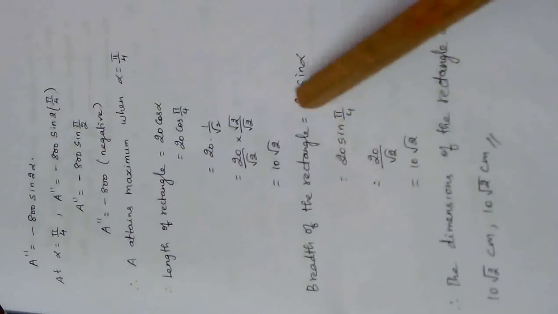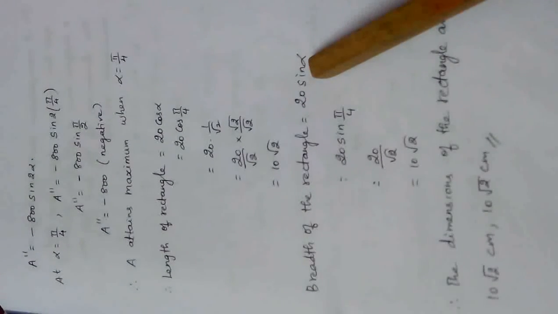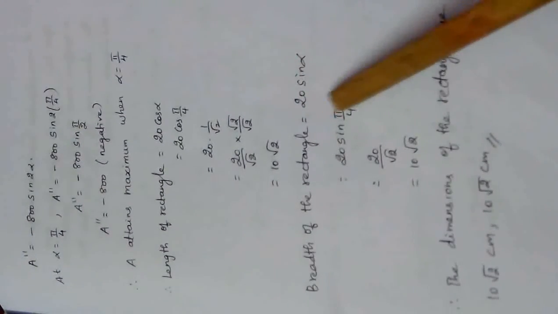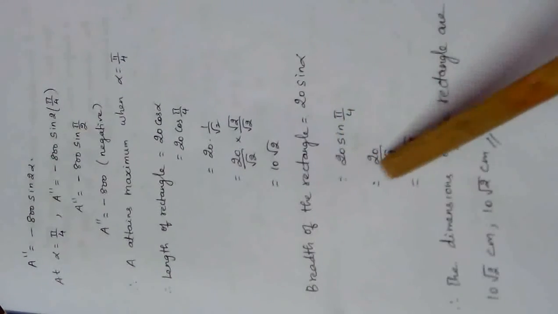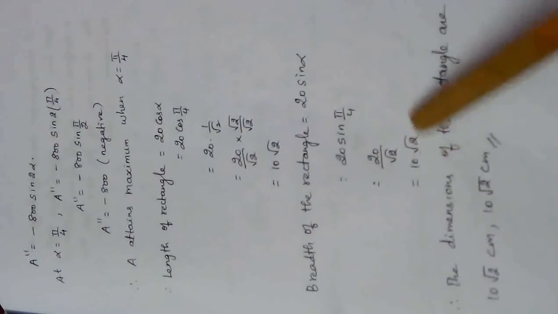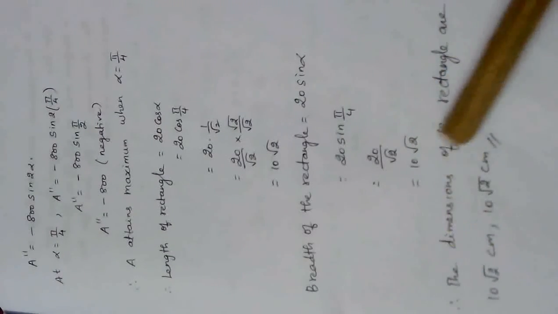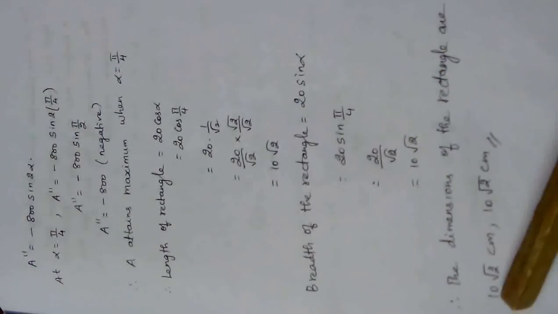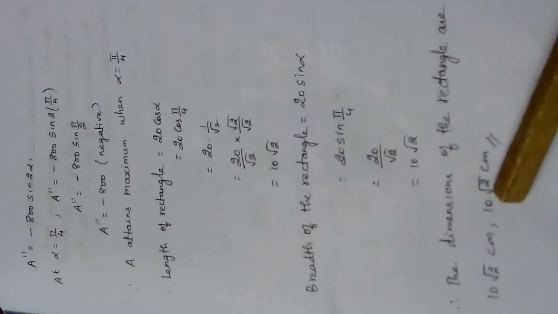Breadth of the rectangle, what is the formula? 20 sin alpha. It is written in the first line after the diagram. You refer to that. In place of alpha, put pi by 4. Sin 45 is also equal to 1 by root 2. So with the same simplification, 10 root 2 is the answer. So the dimensions of the rectangle are: length is 10 root 2 centimeters, breadth is 10 root 2 centimeters.